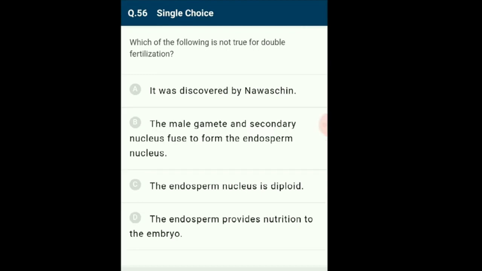Question number 56. Which of the following is not true for double fertilization? The endosperm is a tissue produced inside the seeds of most of the flowering plants following fertilization. It surrounds the embryo and provides nutrition in the form of starch, though it can also contain oils and proteins. The answer is option C. The endosperm nucleus is diploid. That is not true for double fertilization.